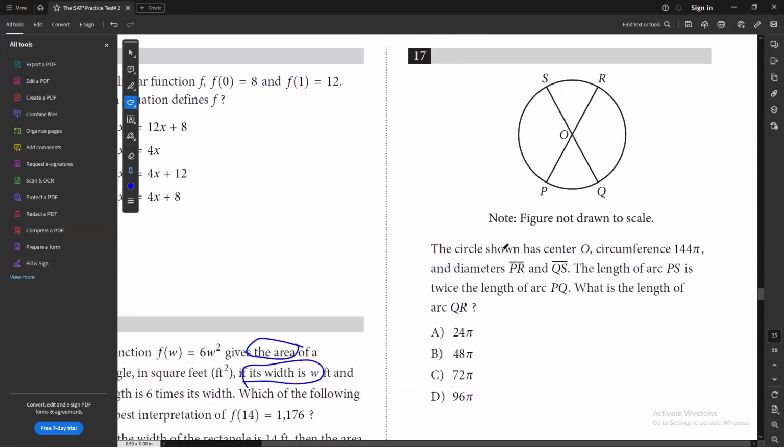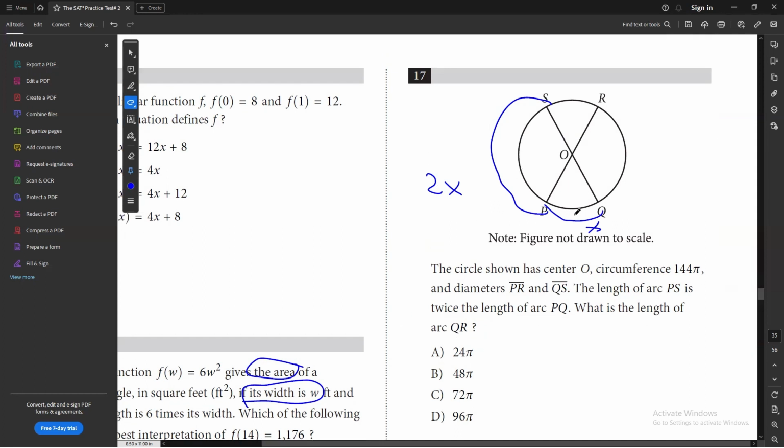Question number 17. The circle shown has center O, circumference 144 pi, and diameters PR and QS. The length of arc PS is twice the length of arc PQ. Let's just write that down. This is going to be, let's call it x, 2x, and PQ is going to be x, since PS is twice this. By the way, you can just name whatever variable you want. If you want, you can put A, B, whatever you want. I usually like x's, so that's why I just use x. What is the length of arc QR? So it's asking us the length of QR, which is this side.